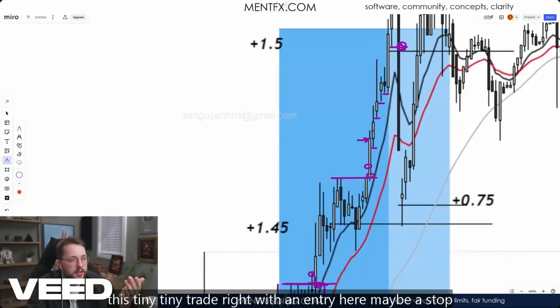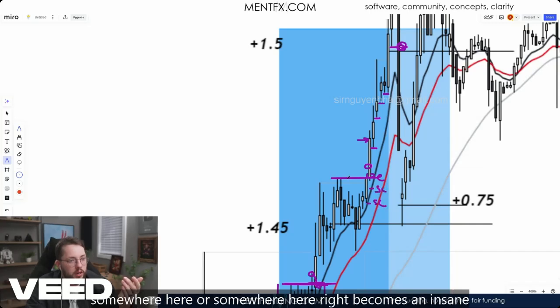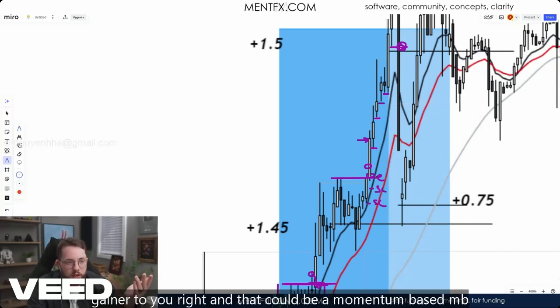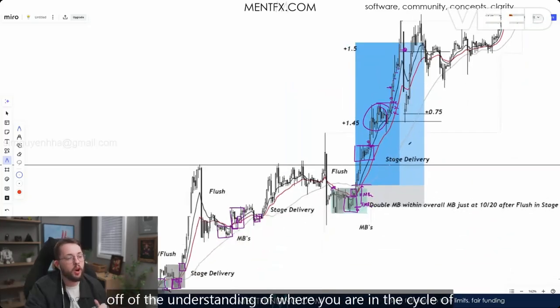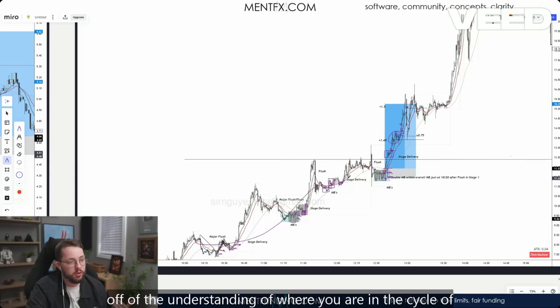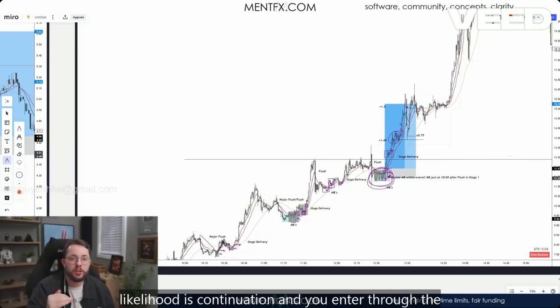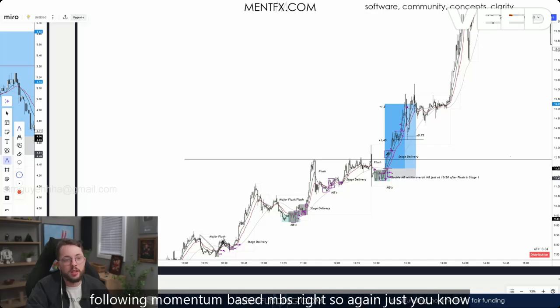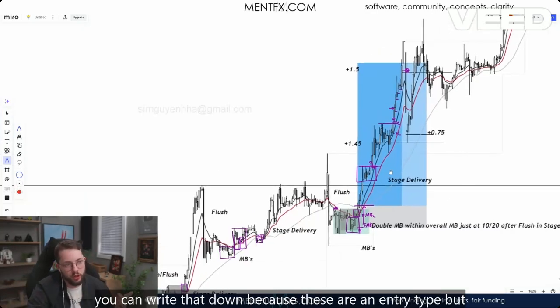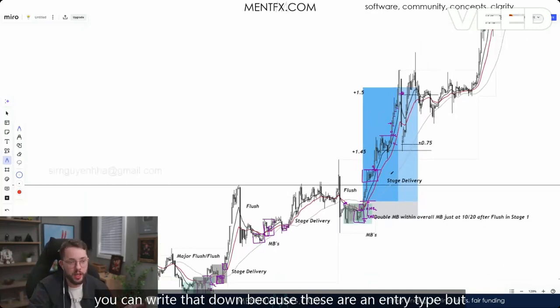And then all of a sudden, this tiny, tiny trade, right, with an entry here, maybe a stop somewhere here or somewhere here, becomes an insane gainer to you, right? And that could be a momentum-based MB off of the understanding of where you are in the cycle, of the cycle delivering, and of the cycle now being in a stage 2, given the setup that happened here. So now the likelihood is continuation, and you enter through the following momentum-based MBs, right? So again, you can write that down because these are an entry type, but we'll talk about them.